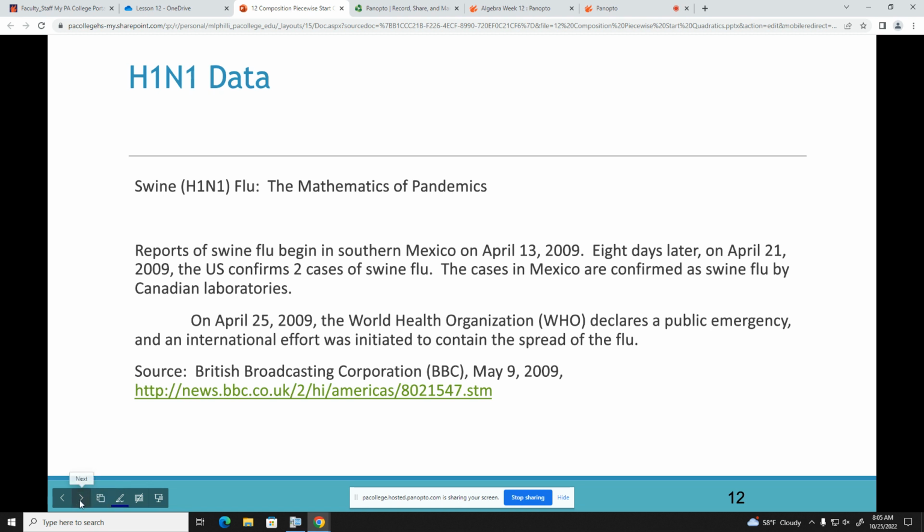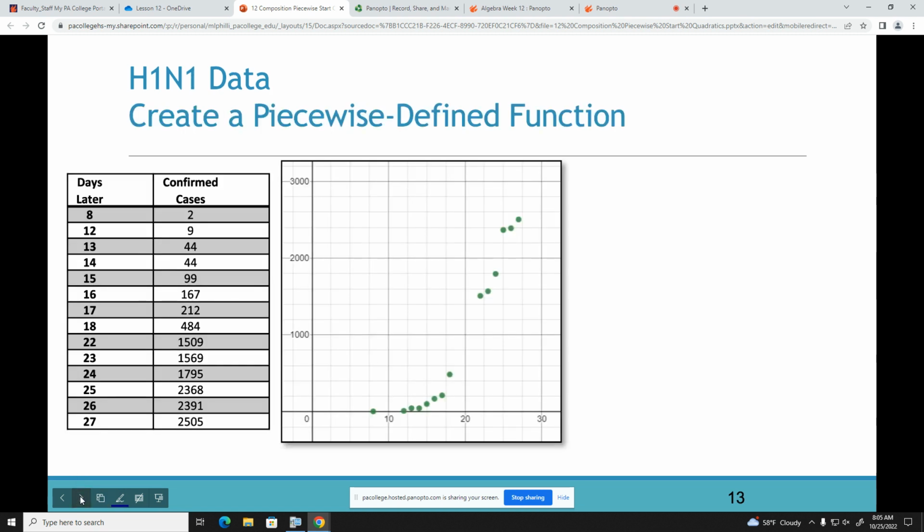And so what we want to do is take a look at the data. So we have the data here, which is days 8 through 27, and we have a graph of that data as well. So in the first section of data, I see a distinctive concave up, and because of that, I'm thinking I want to use exponential.